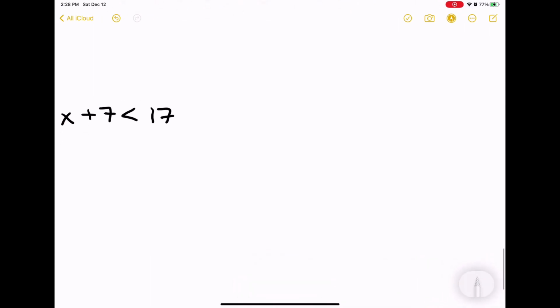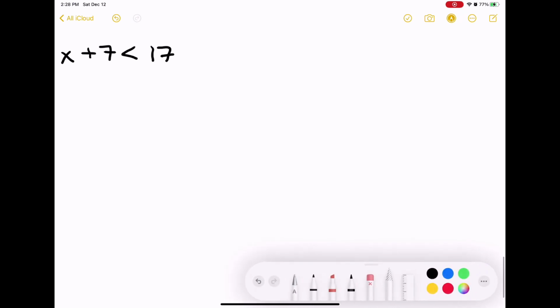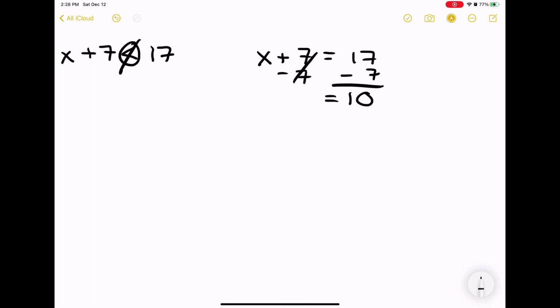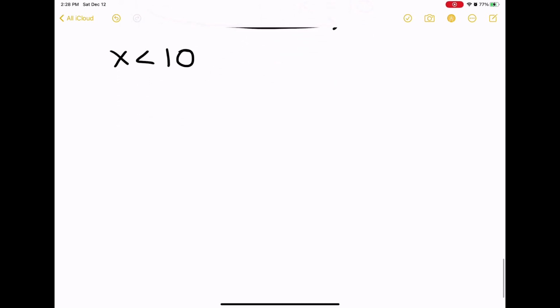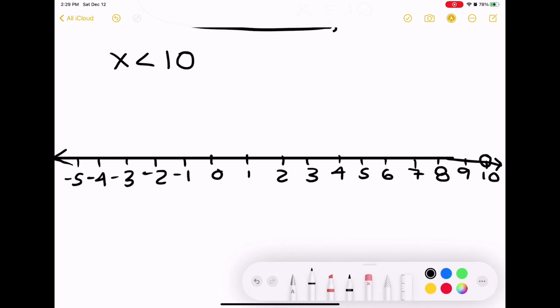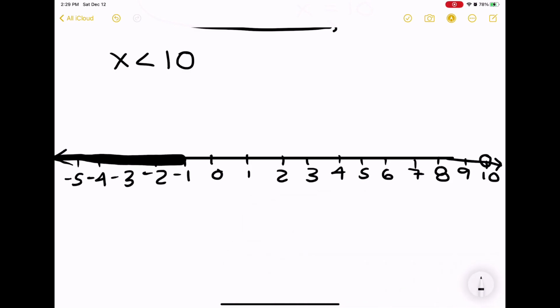And now for the last problem. We do need to do the same thing by converting the less than sign in this case to an equal sign. So then we'll get x plus 7 is equal to 17. Then we subtract 7 to simplify. And then we'll get x is equal to 10. And then we go ahead and put back our sign. So we'll get x is less than 10. And then if we go ahead and graph it on our number line, we'll have a hollow circle at the number 10, and it's going to be going backwards because it's less than.